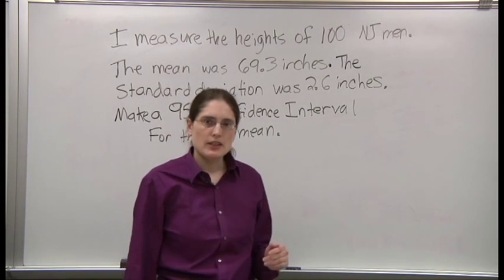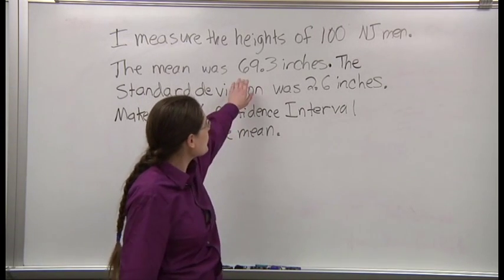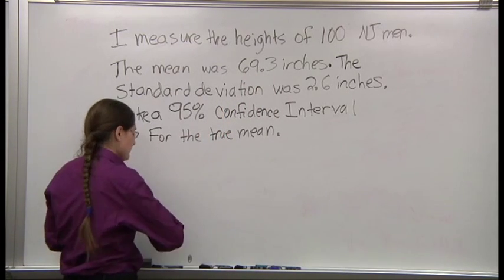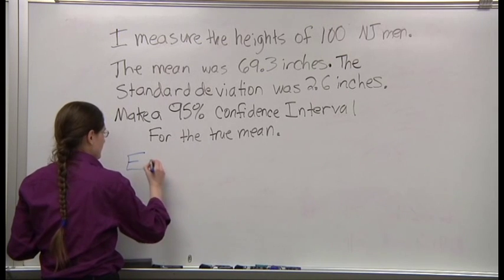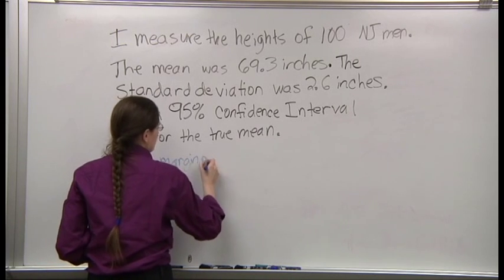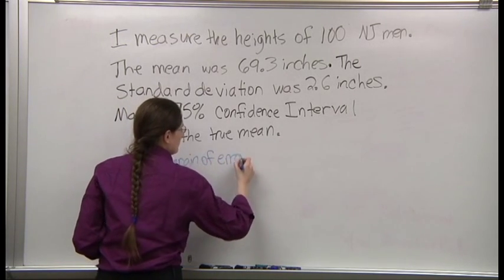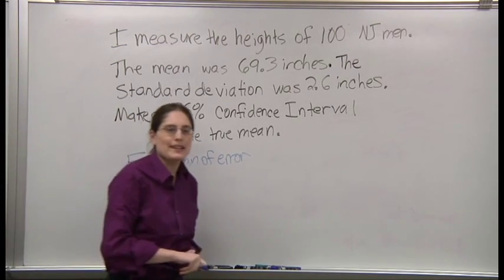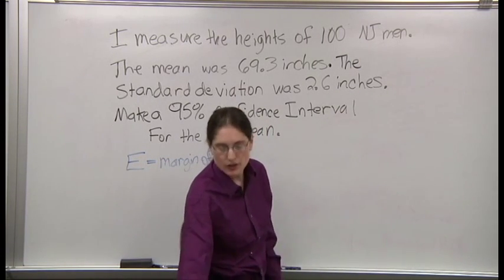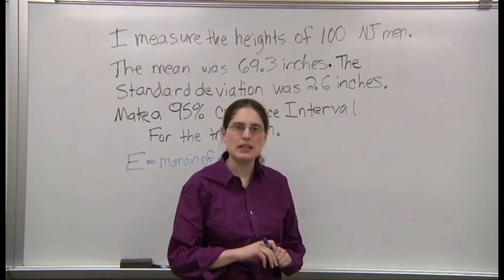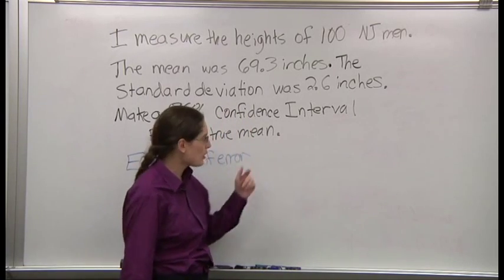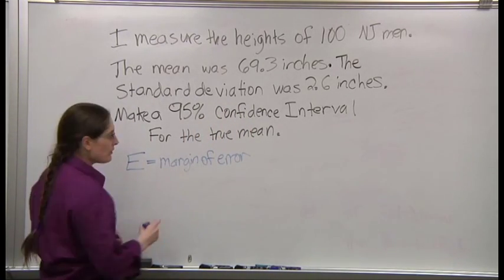So, we want to know how close to this is the true mean. Well, it depends on your E. E is for margin of error. It's the give and take in your estimate. You might say, well, it takes me 40 minutes to get to work, give or take 5 minutes. That's the give and take, the margin of error. We have a formula for it.